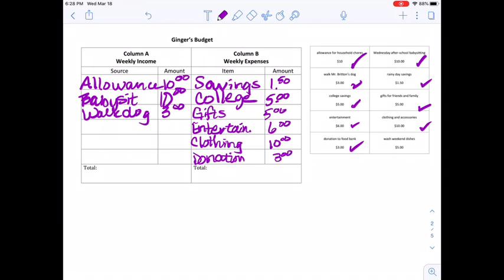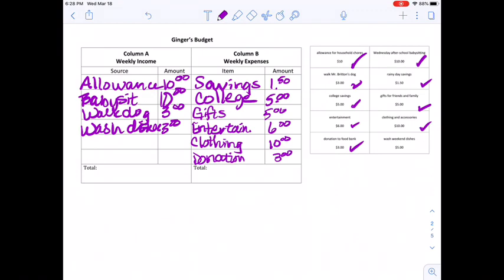If I'm washing dishes, I'm being paid to do something. And in this case, I'm going to be paid $3 to do that. Wash dishes, $3. Now, in order for me to figure out if Ginger's budget is balanced or not, I need to know what the total income is and what her total expenses are.